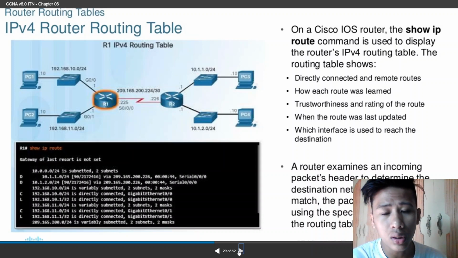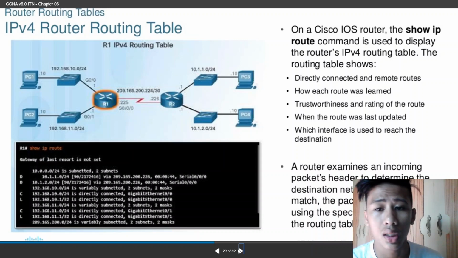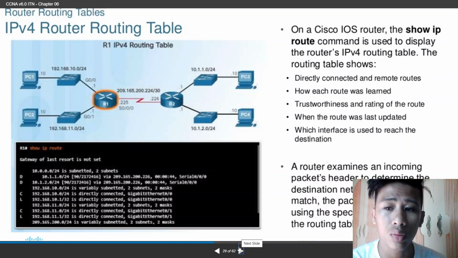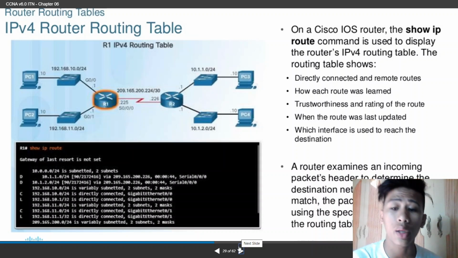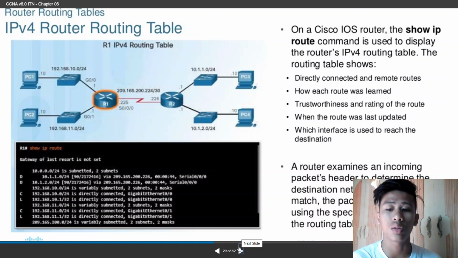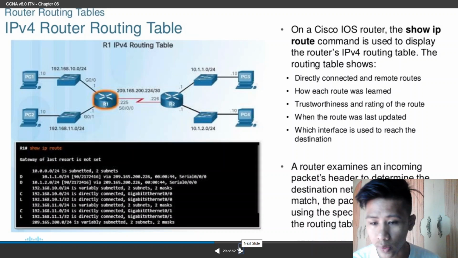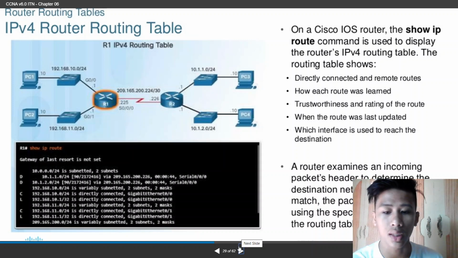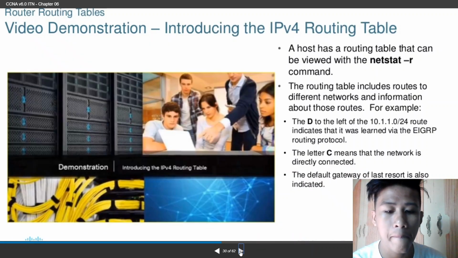The IPv4 router routing table: the show ip route command is used to display the router's IPv4 routing table. It shows directly connected and remote routes, how each route was learned, and when the route was last updated. The router examines an incoming packet's header to determine the destination network, and if there is a match, the packet is forwarded using the specified information in the routing table.